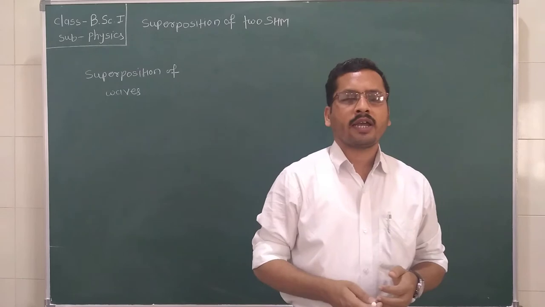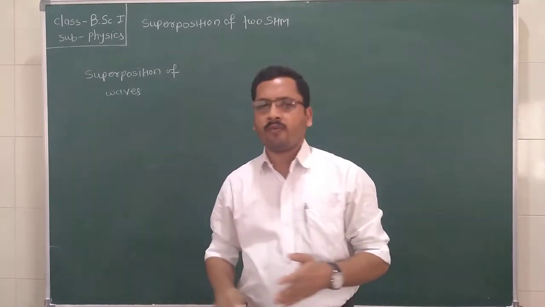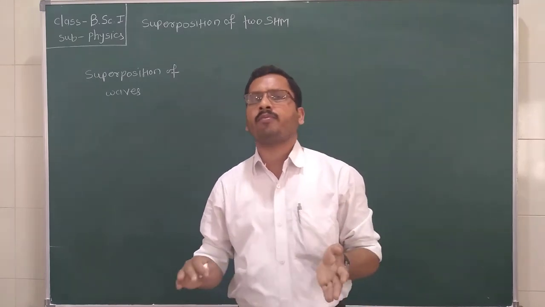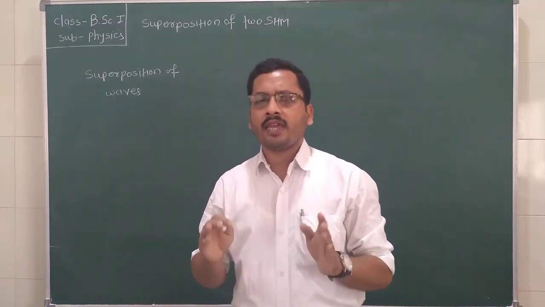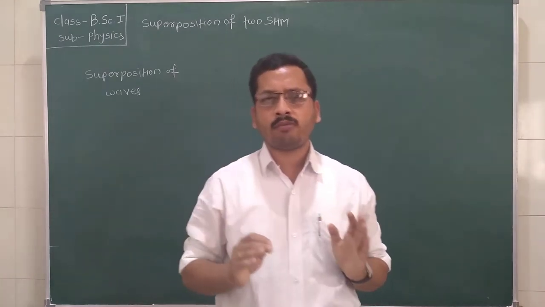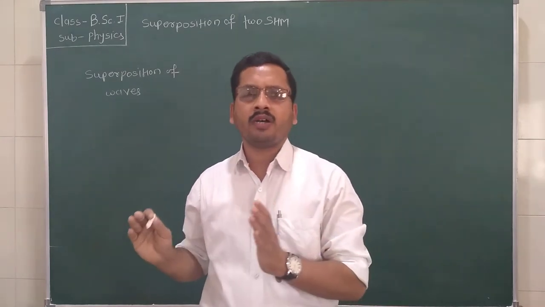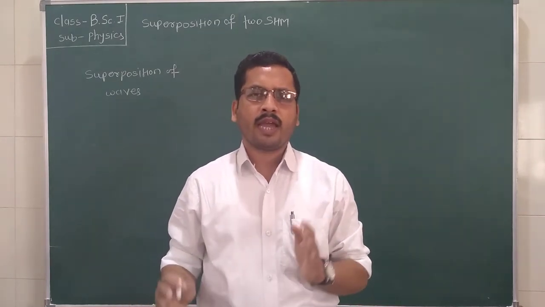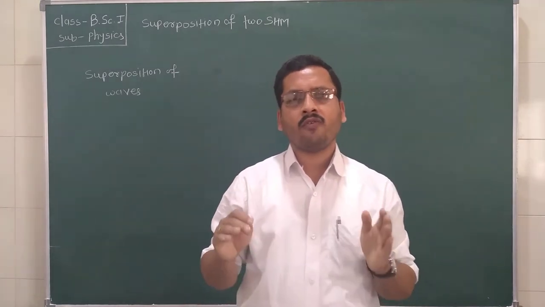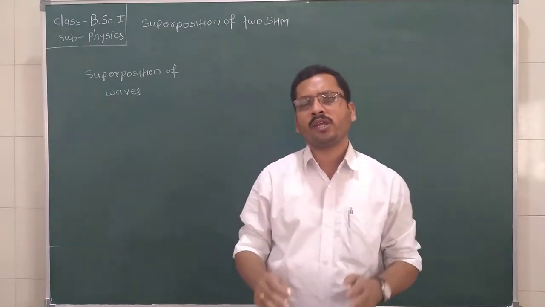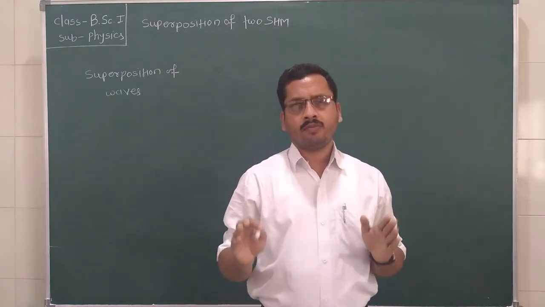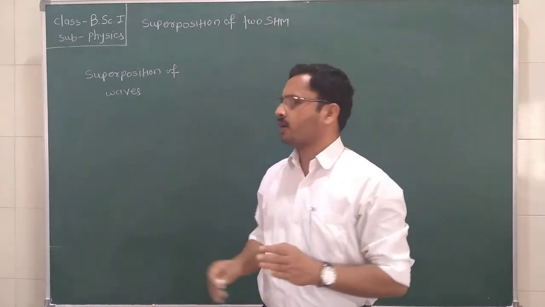We repeat again. What is the superposition of waves? When two simple harmonic motions arrive at a point simultaneously, then each produces its own displacement independent of the other, and the resultant displacement at that point is the vector sum of the displacements produced by each individual simple harmonic motion. This is the principle of superposition.